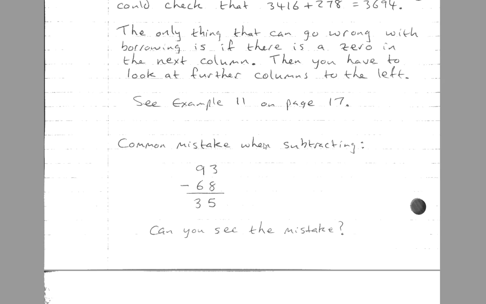So to do this correctly, you have to borrow one of the tens. So we get an 8 and a 13. So it's really 13 minus 8. That's 5. 8 minus 6 is 2. All right, so the correct answer was 25. Just be careful that you're subtracting the bottom number from the top number.